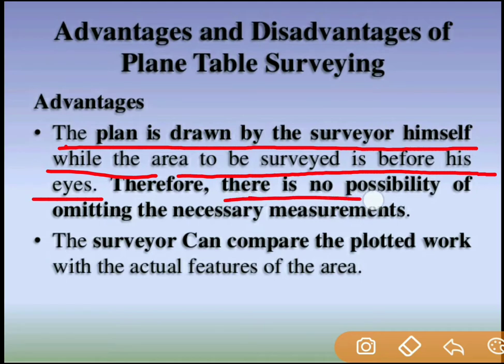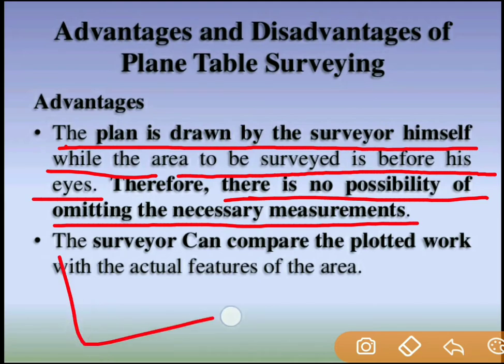Therefore, there is no possibility of omitting the necessary measurements, right? For example, here I am preparing a map. This point we are knowing, this point we are knowing, this point we are knowing in the field. The surveyor, the person who is doing surveying, can observe before himself, right? So there is no possibility of omitting the necessary measurements, right?